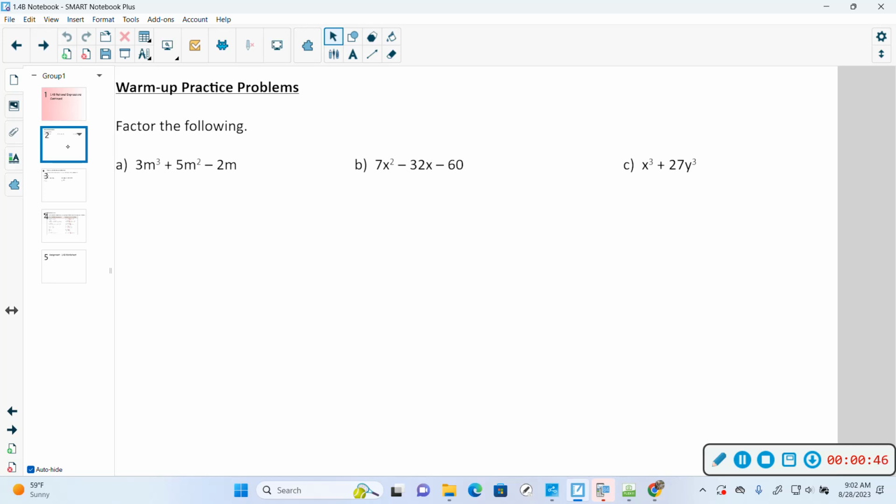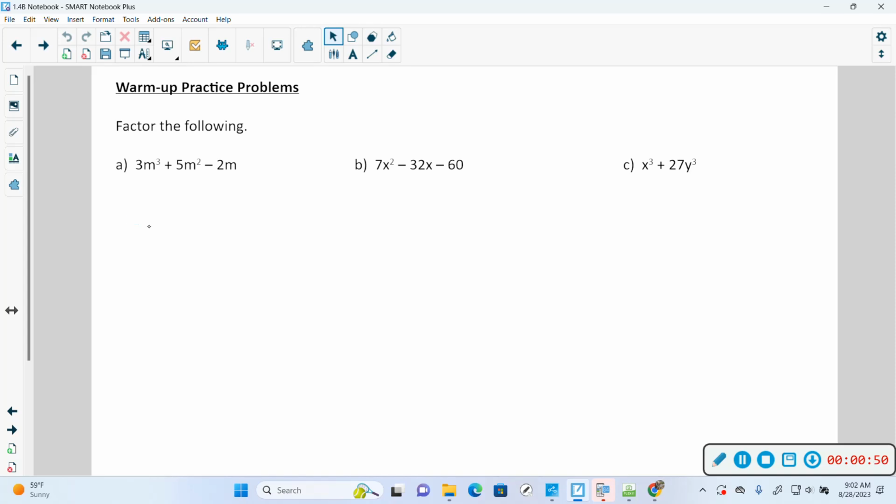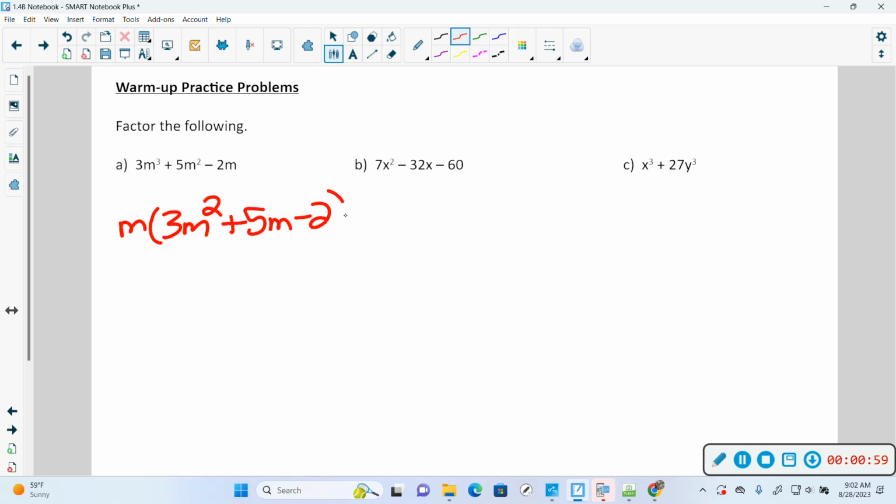What can you pull out on A? M. Let's do it in red. I'm going to have my 3m squared, my 5m. Now, some of us were great about looking for that GCF, but remember, you want to try to factor as much as you can. That trinomial is factorable. Now, choices on how you want to do it. And I see a lot of you guess and check on it, which I probably would too, on this because we have such small numbers.